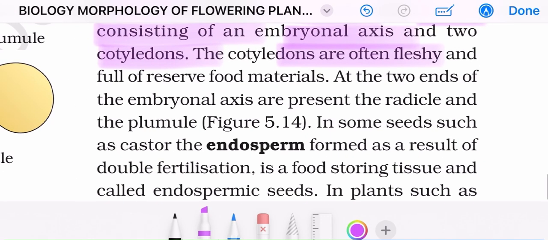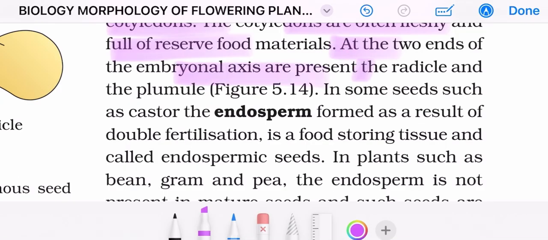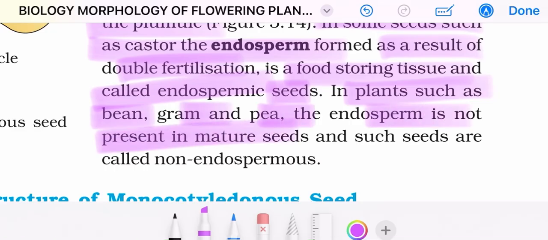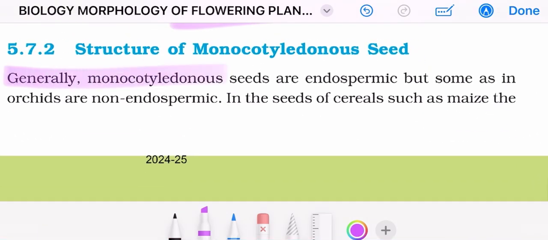The cotyledons are often fleshy and full of reserve food material. At the two ends of the embryonal axis are present the radicle and the plumule. In some seeds, such as castor, the endosperm formed as a result of double fertilization is a food-storing tissue, and such seeds are called endospermic seeds. In plants such as bean, gram, and pea, endosperm is not present in mature seeds, and such seeds are non-endospermous.